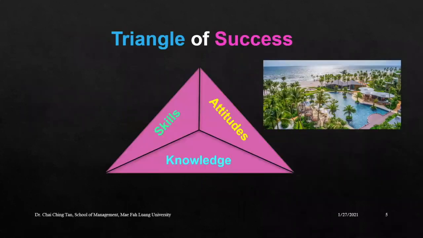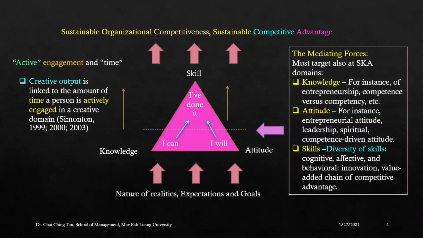So we call these three internal components, skills, attitude, and knowledge, the triangle of success. But again, to be successful, it is not sufficient if you have these three. You need the input, you need these three, and you need to work on these three, not static but in the dynamic sense. Roll it, and then create the output, okay?